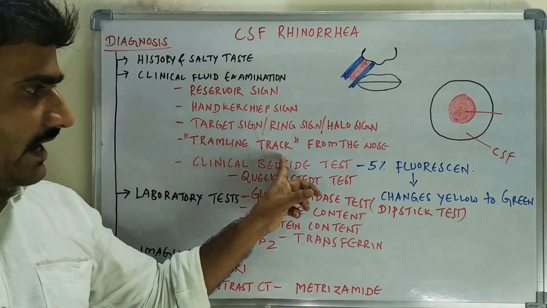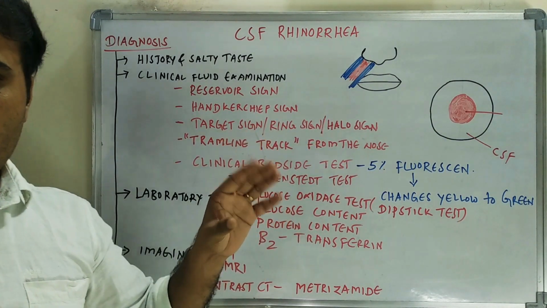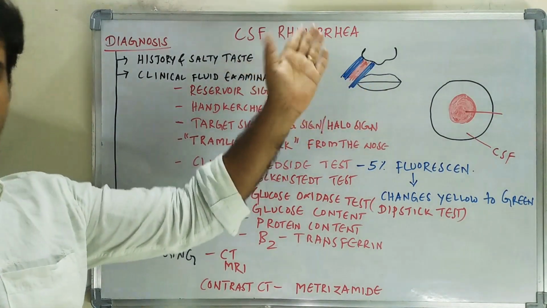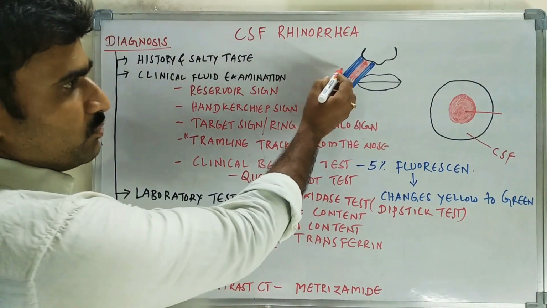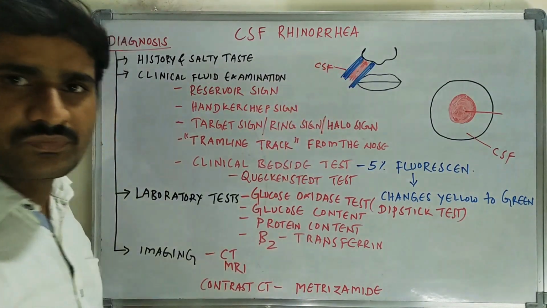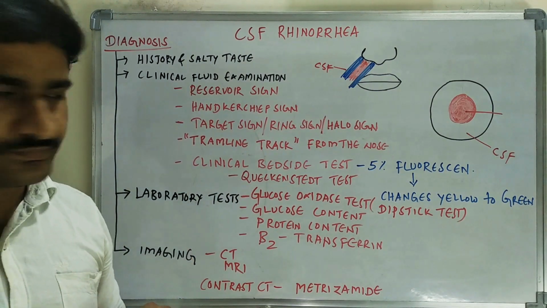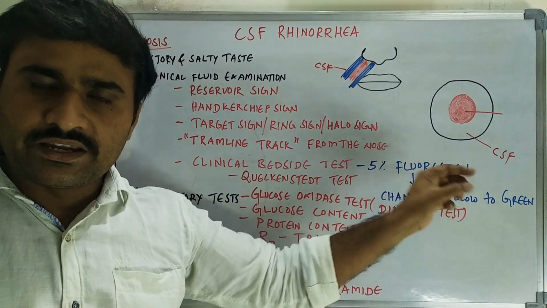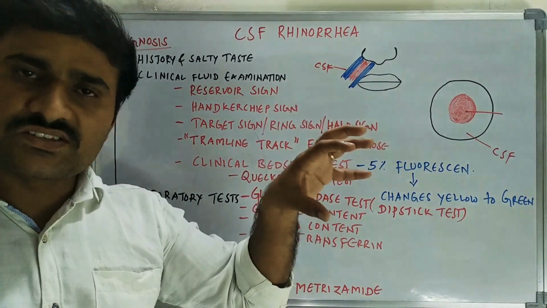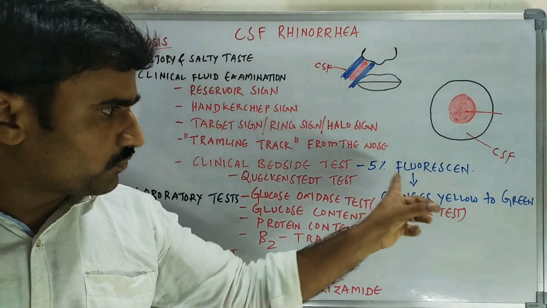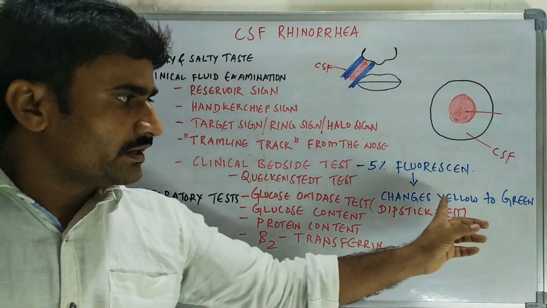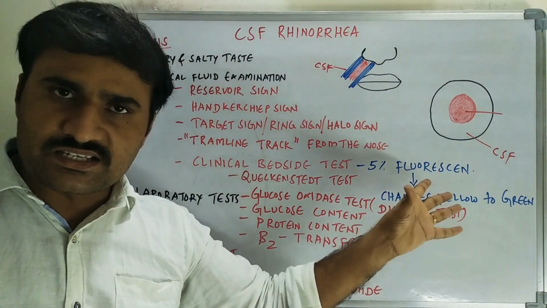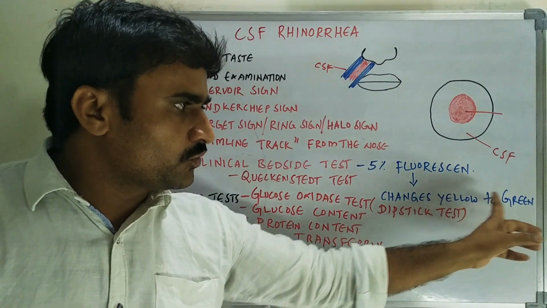Then tramline track from the nose. This is nothing but the high viscosity blood flowing in the center, surrounded on both sides by the CSF, right? This blue color is nothing but CSF. So it forms a tramline track. And clinical bedside test, that means if you place topical 5% fluorescein intranasally, it will turn yellow to green. Okay, if there is CSF, it reacts with the CSF and turns its color yellow to green.